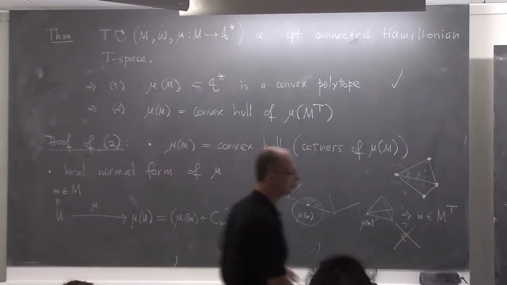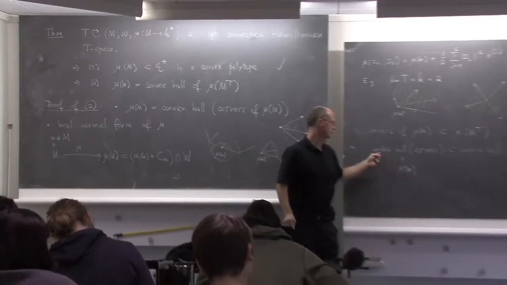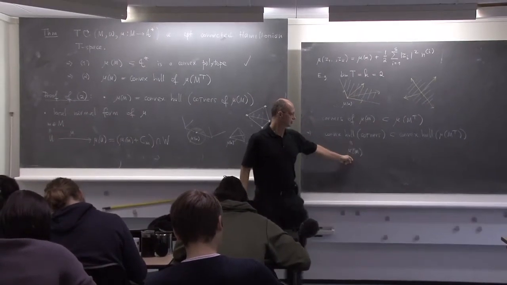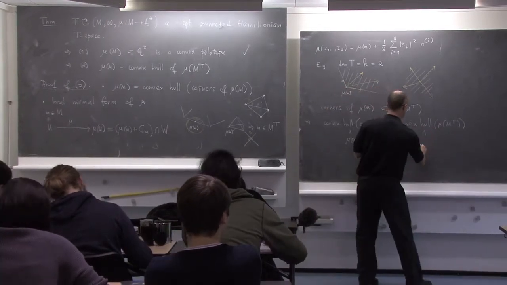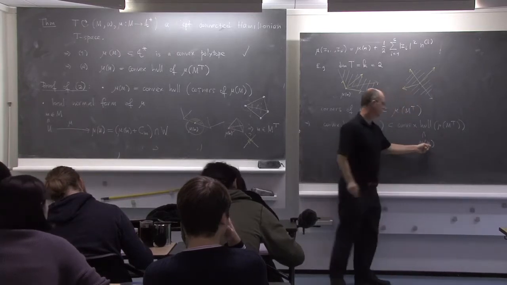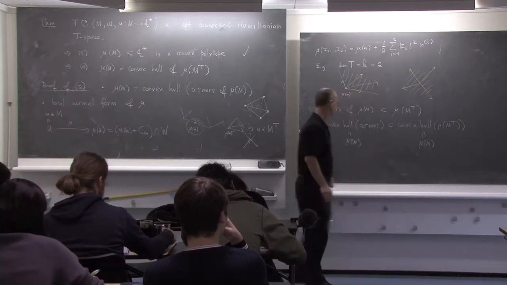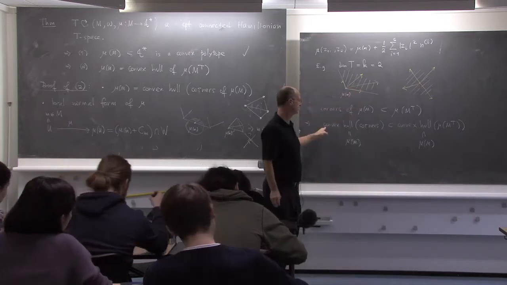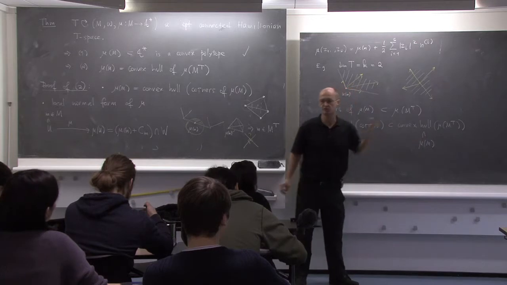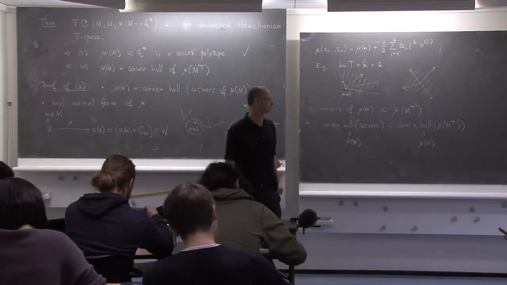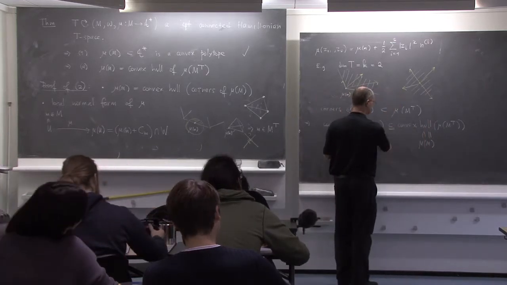But we actually know that, since mu of M is a convex polytope, it's the convex hull of its corners. So it is contained in the convex hull of mu of MT, which is, of course, contained in mu of M simply by convexity. So this finally means that the convex hull of the corners is mu of M, and the convex hull of mu of MT is also mu of M. So here we have an equality, and here we have an equality.